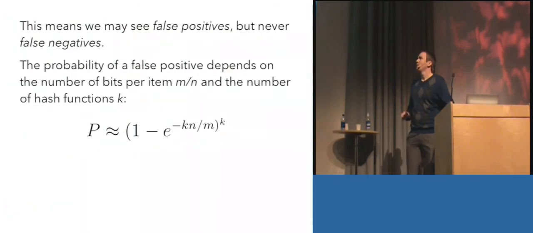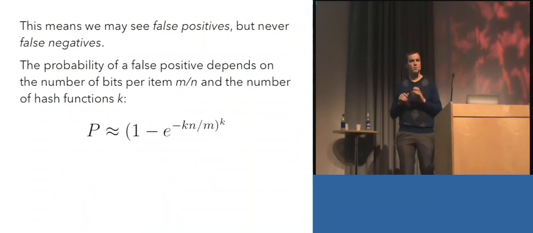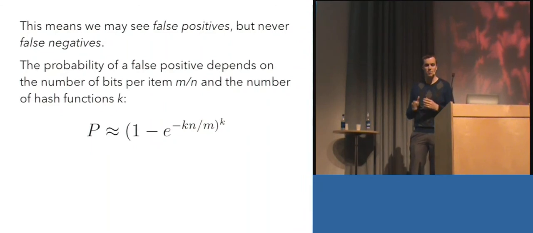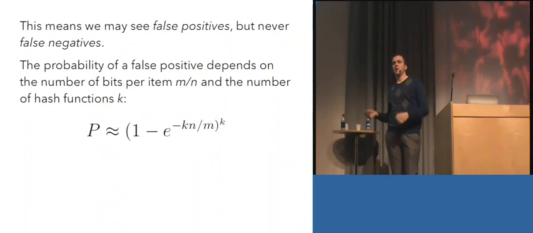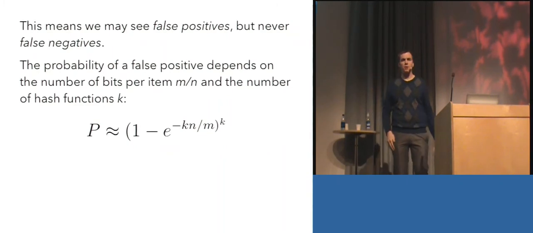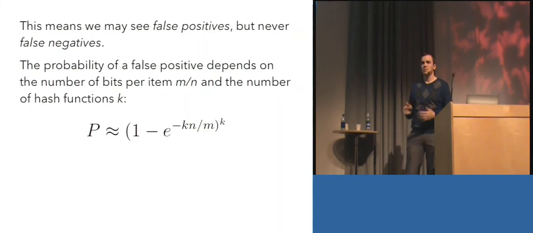So basically we can see false positives. We can say this message is in the set when it's not, but we'll never say it's not in the set when it is. And this formula for the probability of a false positive, what I'm really trying to show is that by tuning the size of the filter and the number of hash functions, you can control this. So we can say that for a chat, we can tolerate a probability of 1 in 1 million that a message will be gone in between two nodes syncing. Or we can decide that that's too high a probability, we'll use larger filters, or you can basically tune it.